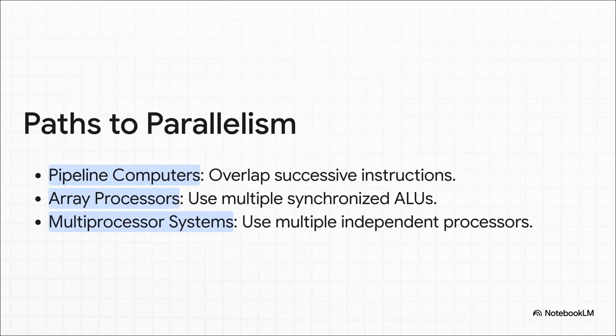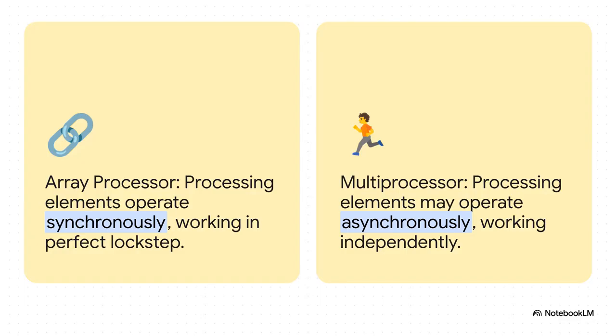Now, there are a few different ways to get this parallelism. You could use something called pipelining, which is kind of like an assembly line for computer instructions. Or you could use multiprocessor systems, which have several independent brains working on their own. And then there's the array processor, which uses spatial parallelism. Imagine tackling a big problem from many different points all at the same time. That's the idea. And this word right here, synchronously, that is the key difference. In an array processor, every single element operates in perfect synchronized lockstep, just like a marching band. But in a multiprocessor system, the different processors can work asynchronously, which is more like a jazz band, with each musician doing their own thing.